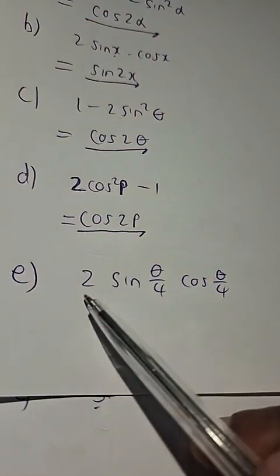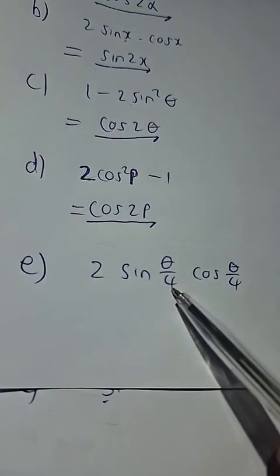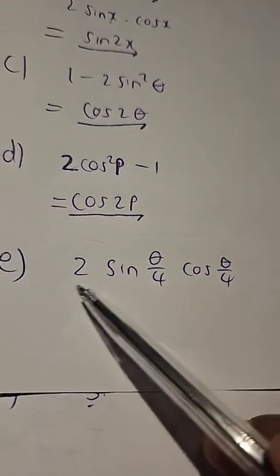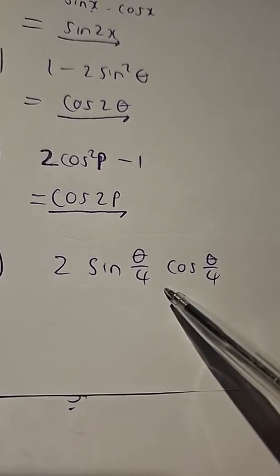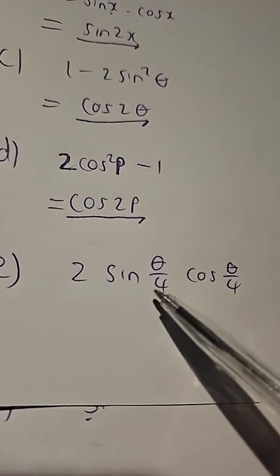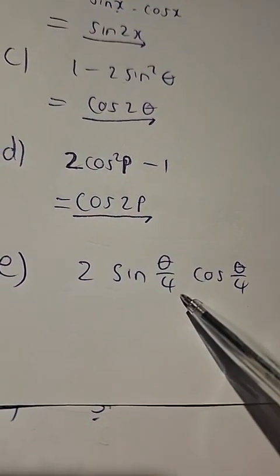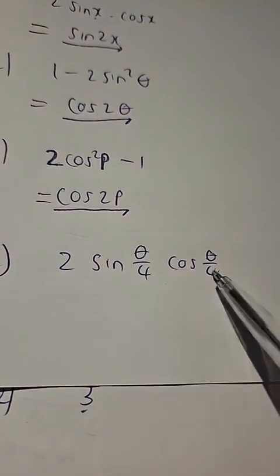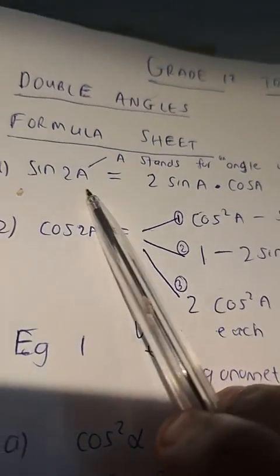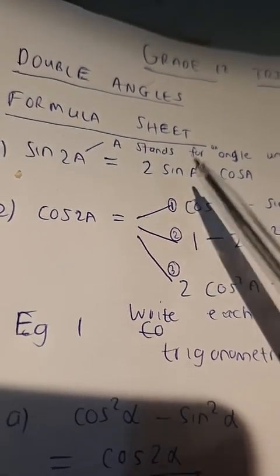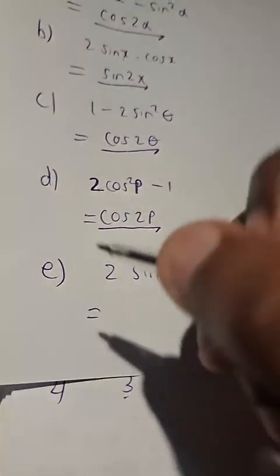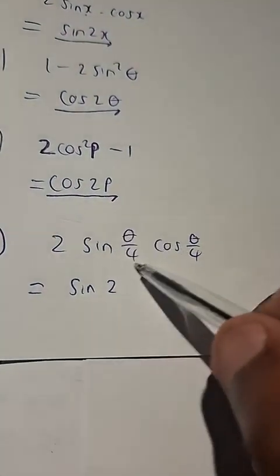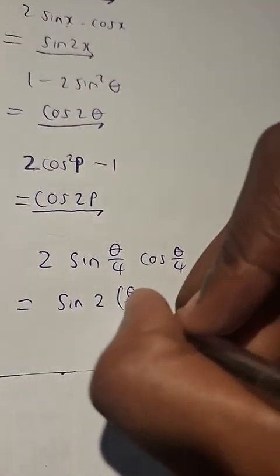Okay. Here we have 2 sine theta over 4, cos theta over 4. So this here, we need to write it as a single trigonometric ratio. So then what do we do with this one? 2 sine theta over 4 times cos theta over 4. Once again, it reminds us of this double angle. So therefore what we do is we're going to say sine 2, but then what's located here? It is theta over 4.